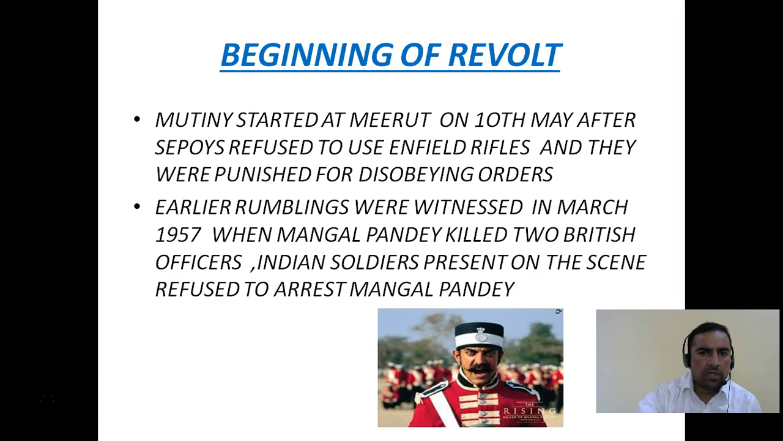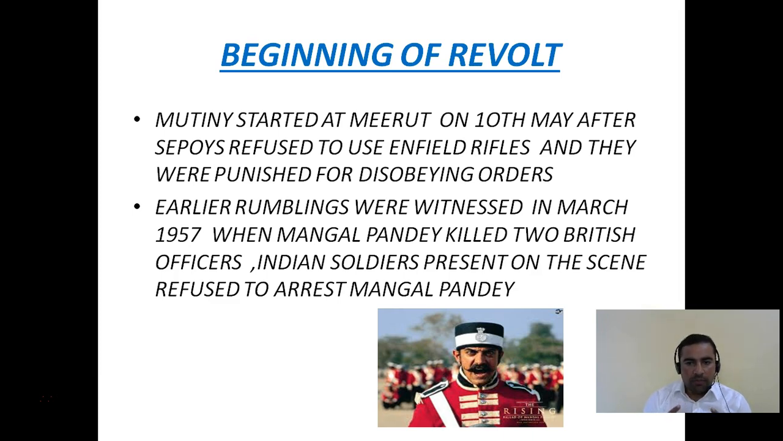Before it, we will come to the beginning of the revolt. How did the revolt actually start? There was a mutiny which started at Meerut on the 10th of May. They refused to use Enfield rifles because, as I've just told you, some people claimed that the cartridge was greased with beef and pork fat, because greasing is important when it comes to cartridges.